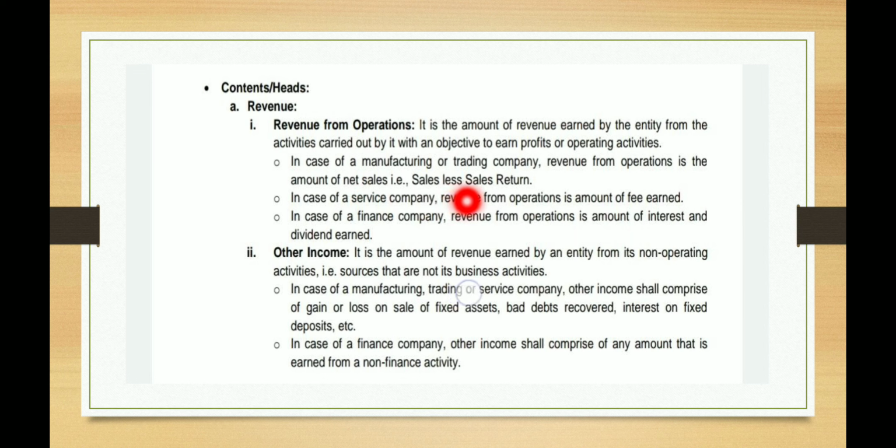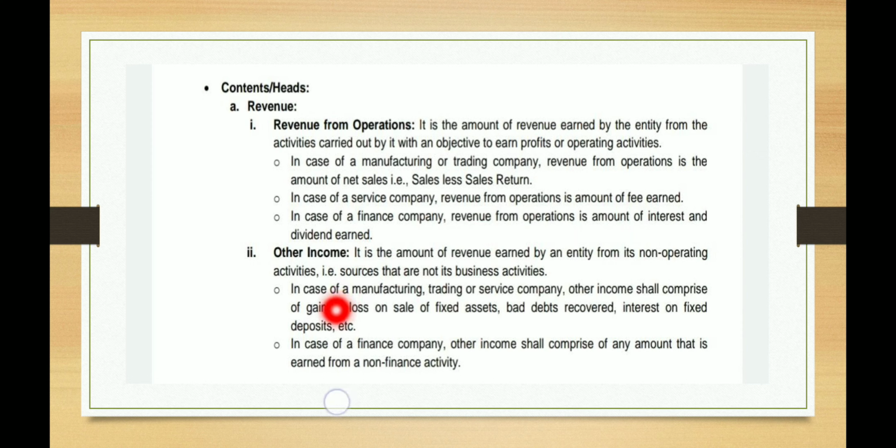What is net sales? Sales minus sales return. In case of a service company, revenue from operation is the amount of fees earned, because when services are provided, you charge fees. And in case of a finance company, revenue from operation is interest or dividend.